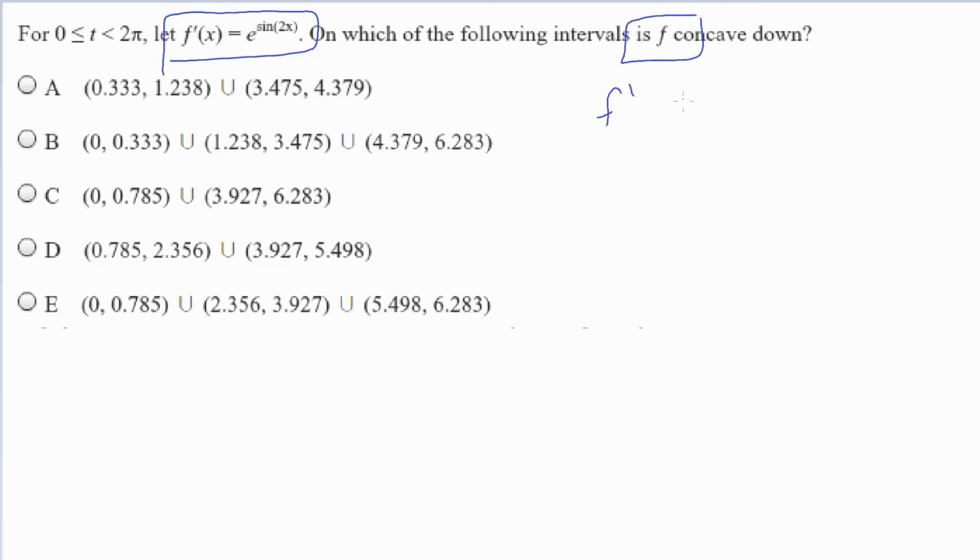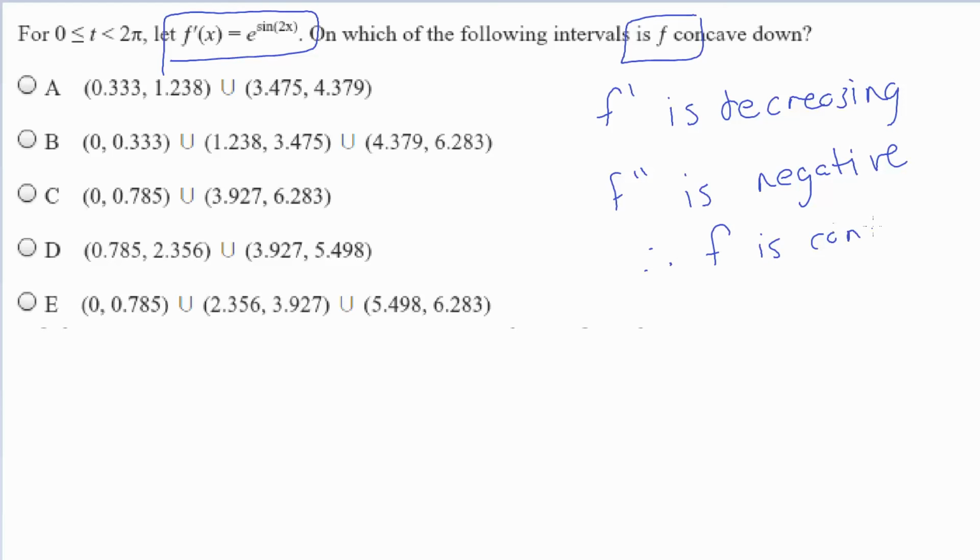If f prime is decreasing, that means f double prime is negative, meaning its derivative is negative, which also means f is concave down. All right, so let's take a look. I would just graph the first derivative that it gives us right in my calculator. I think it looks something like this.